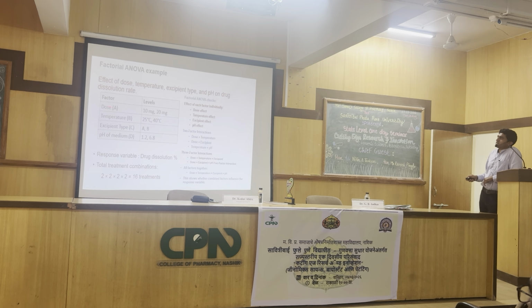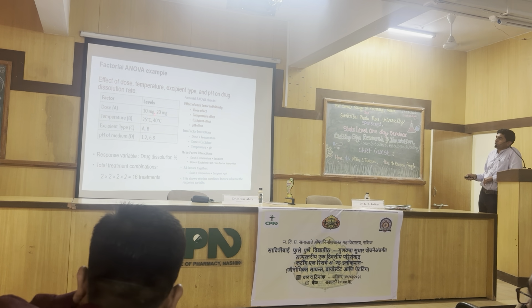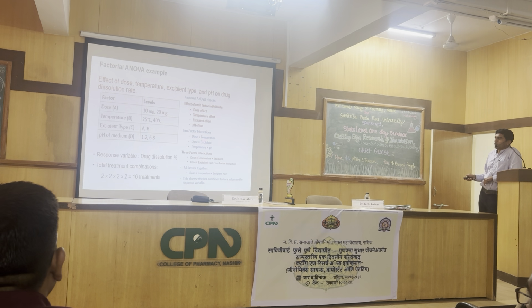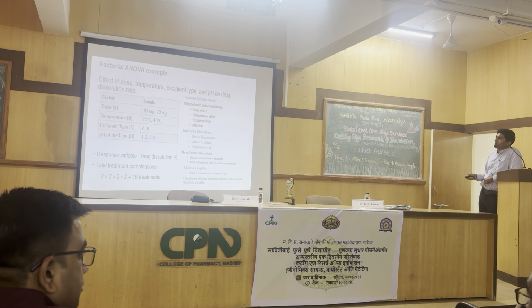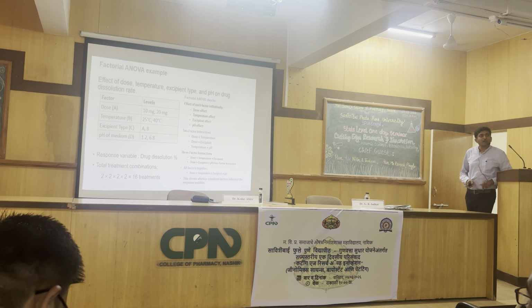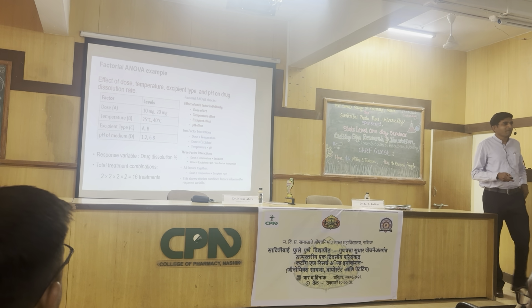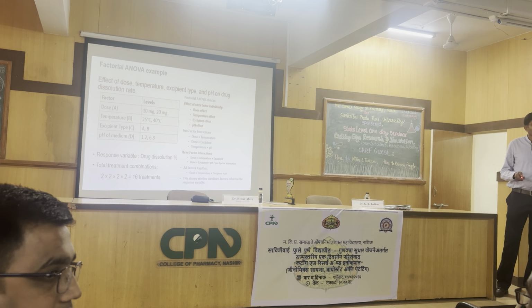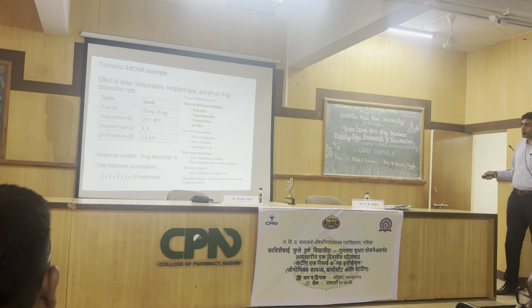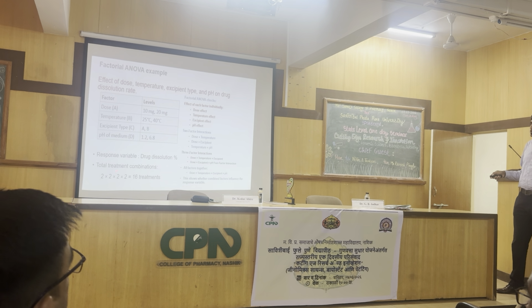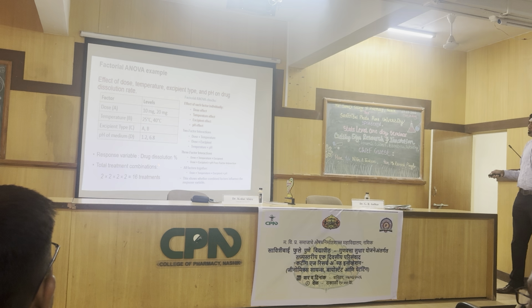So an example is, suppose we have taken these 4 factors: dose with 2 levels, temperature with 2 levels, excipient type with 2 levels, and pH of the medium with 2 levels. Okay, so can you tell how the product will multiply? It is already written. Okay, so it is a 2 into 2 into 2 into 2 design. So that means it gives 16.